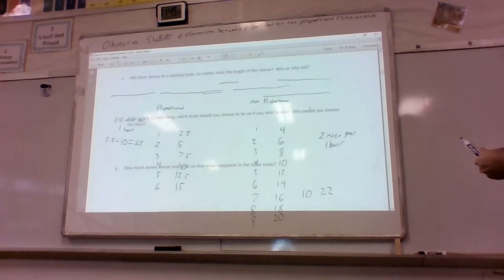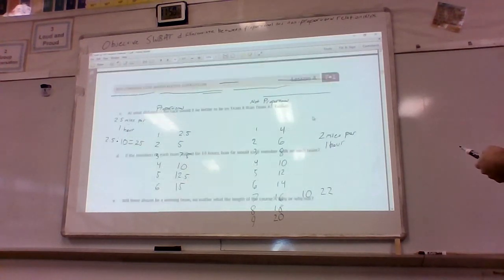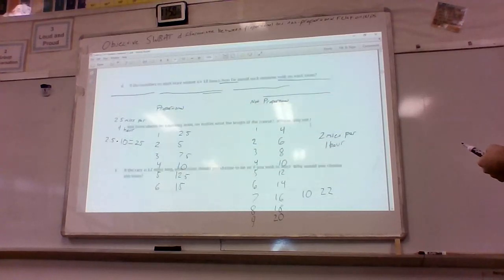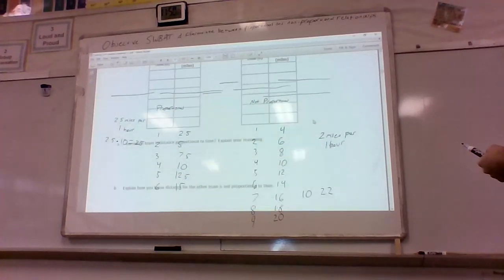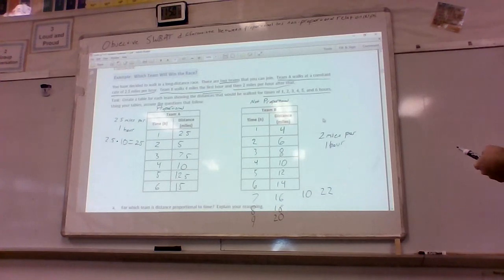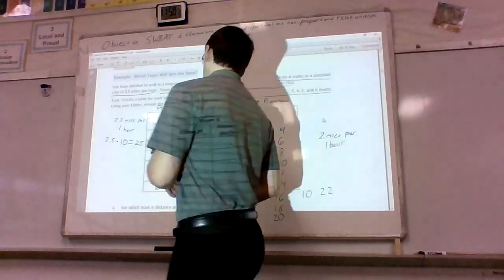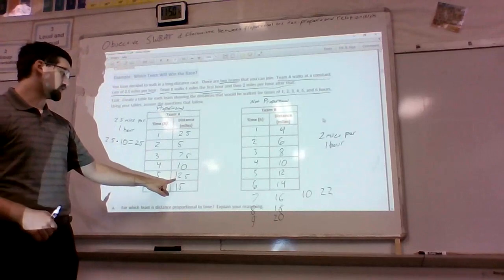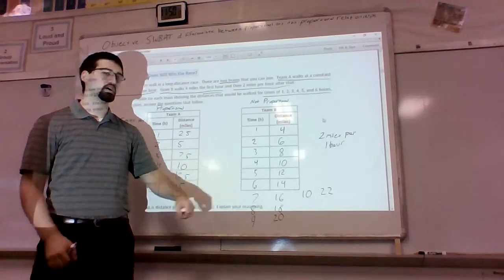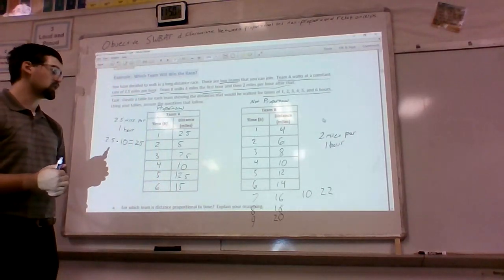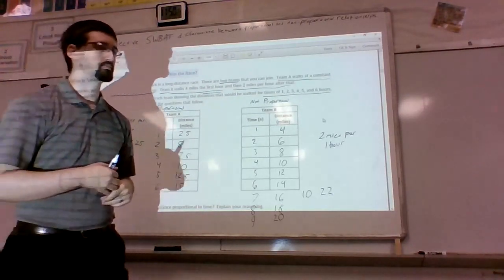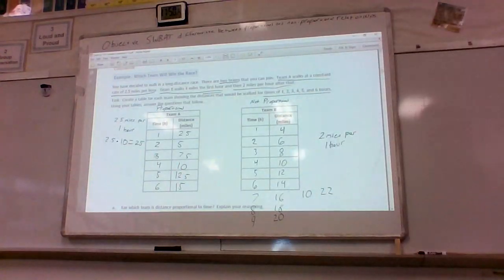If the race is 12 miles long, which team should you choose to be on if you wish to win? If the race is 12 miles, which team would you want to be on to win? Why would you choose this team? Okay, I think we talked about this enough that you should be able to answer that question on your own. If the race is 12 miles long, okay, which team do you want to be on? Because it looks like after 5 hours, this team will have gone 12.5 miles, this team will have gone 12 miles. So I'll just ask you the question, who would get to 12 miles first? Okay, and that'll help you answer that question. Next one.